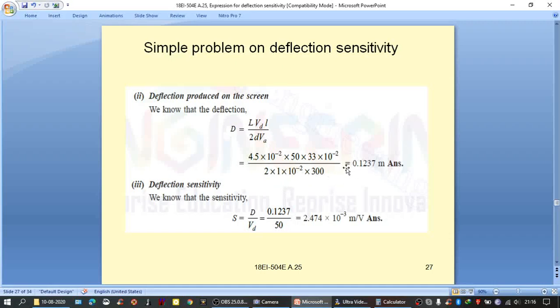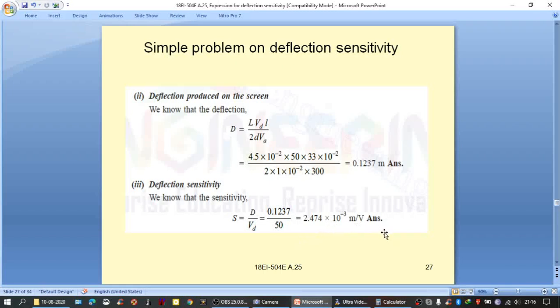If you do the calculation, you will arrive at the result as 0.1237 meters. This is the amount of vertical deflection of the electron beam on the CRO screen. And deflection sensitivity is nothing but vertical deflection divided by the vertical deflecting voltage. 0.1237 divided by 50, that is 2.474 into 10 power minus 3 meters per volt.